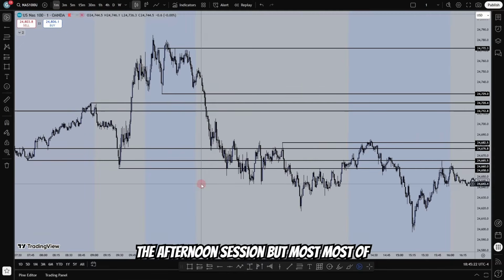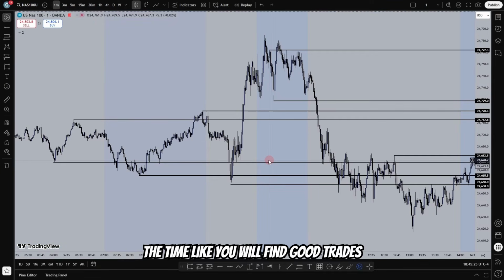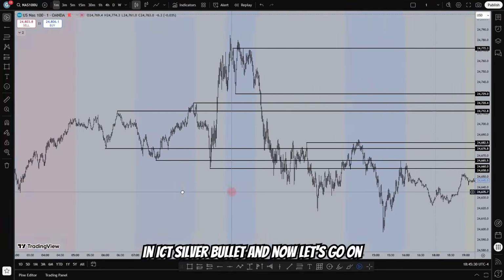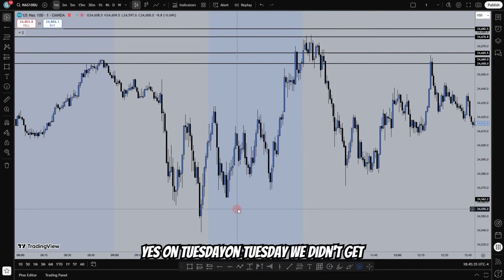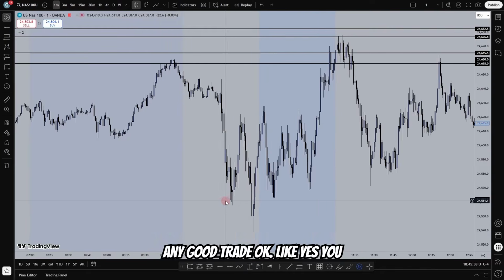So this was the trade for the afternoon session, but most of the time you will find good trades in ICT Silver Bullet. And now let's go on Tuesday. Yes, on Tuesday we didn't get any good trade.